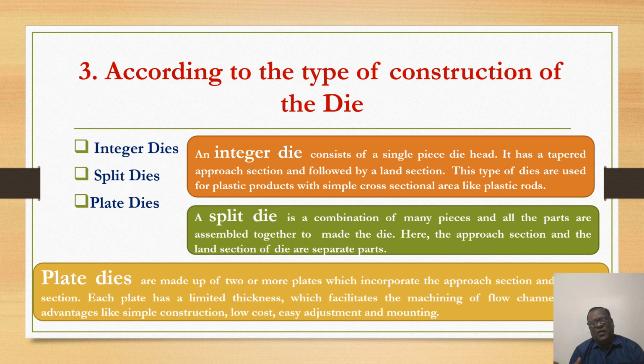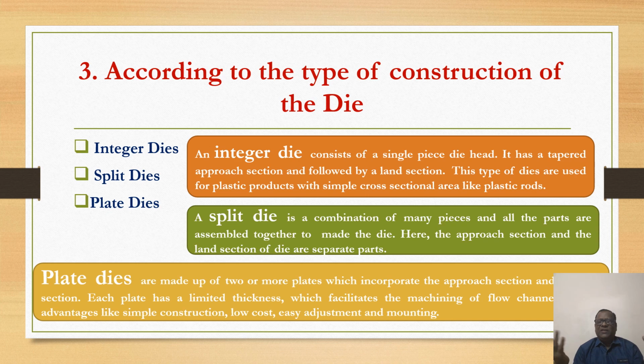To explain the integer die, split die and plate die, I'll use the terminology of what happens in a die. In any type of die, there are two sections. One is the approach section, the other is the land section. In all types of dies, whatever category they come under, two things are common.